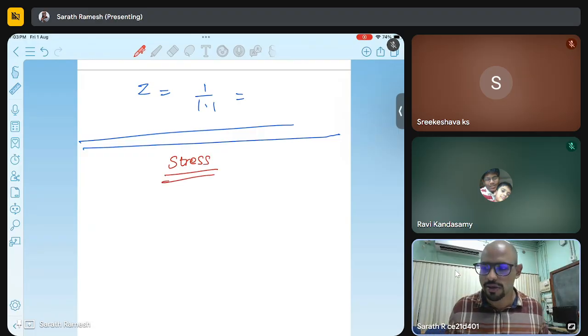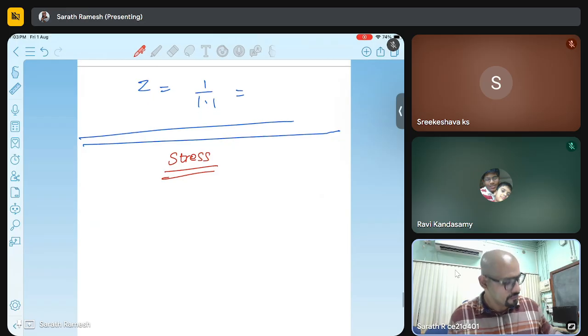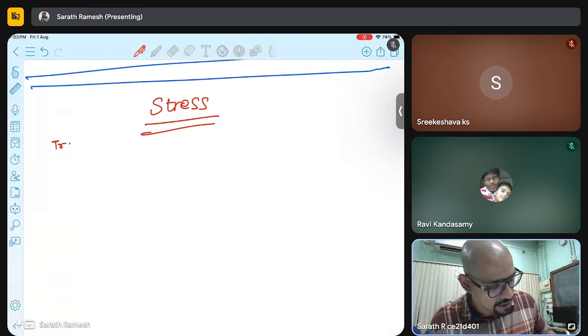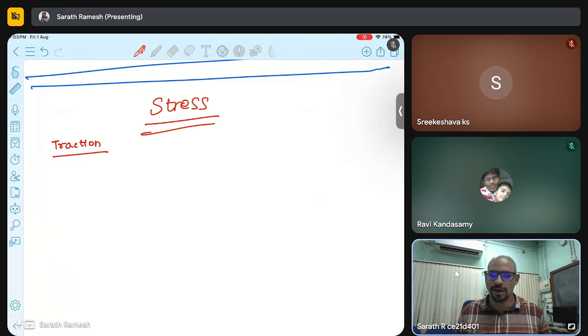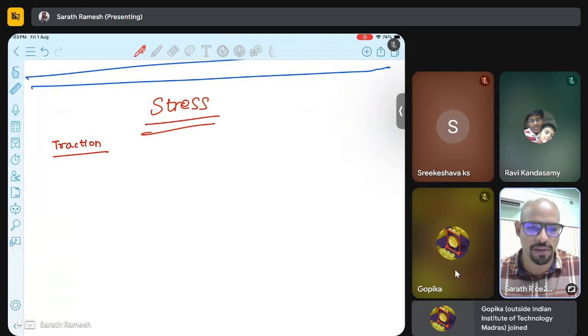I'll quickly summarize the things we covered in week two related to stress. To understand stress, we need to know something called traction. In my undergraduate studies, stress was nothing but force by area, but actually it has something to do with traction in terms of deeper understanding. So, what do we mean by traction?